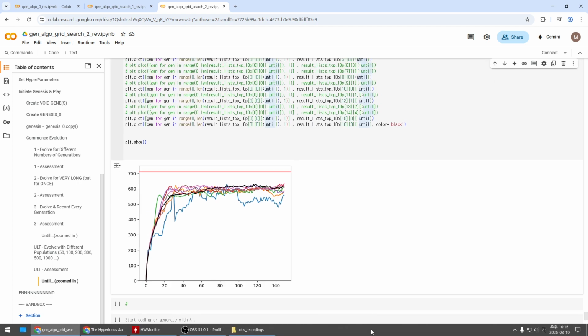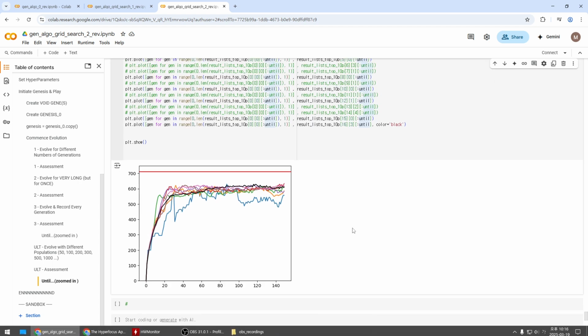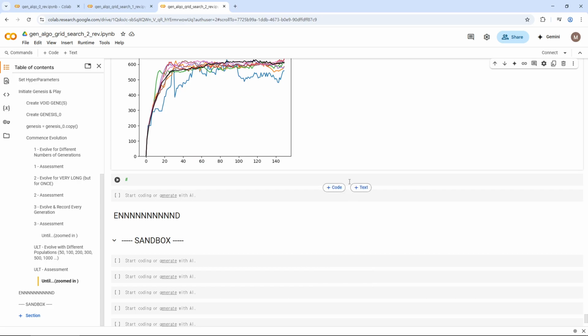So that's about it for this notebook. And in my next video, I'll try covering grid search 3 for 40 items and for 50 items.